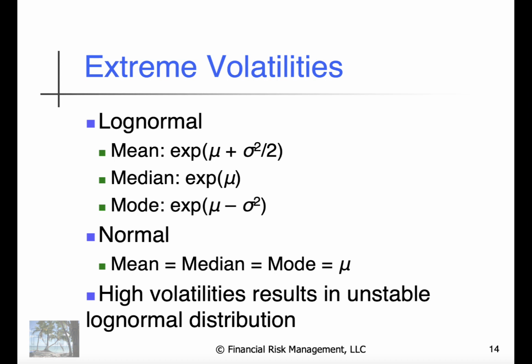Extreme volatilities: we covered this in one of the late modules in Chapter 3, but the lognormal distribution really goes crazy with high volatility. The mean explodes upward, the mode explodes downward, and the median stays the same. With the normal distribution, mean, median, and mode are all the same. High volatilities result in an unstable lognormal distribution. I've done some consulting work in this space, and for high implied vols, the GBM option valuation models are just not workable, and you have to have something else. Options on electricity are a good example where you can run into severe problems.